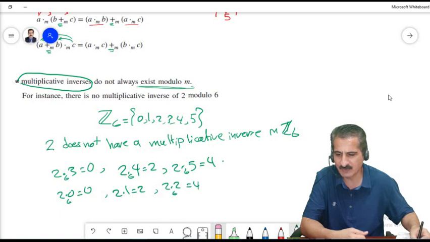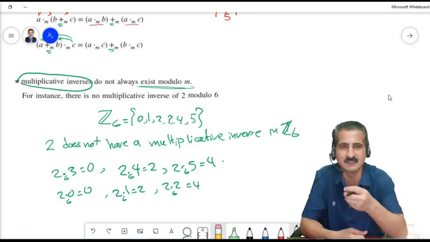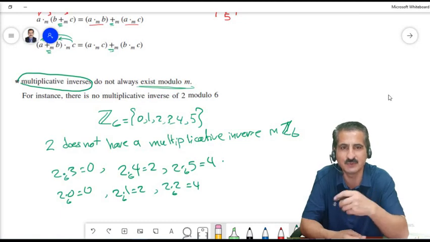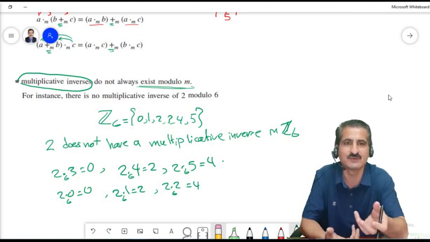We are working modulo 6. So none of these six elements multiplied by 2 gives 1. So 2 has no inverse there.